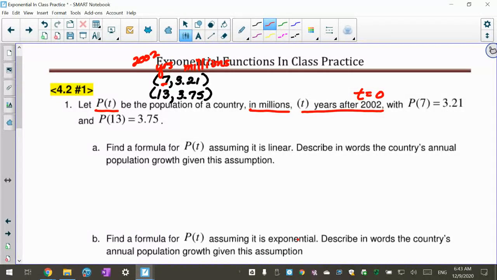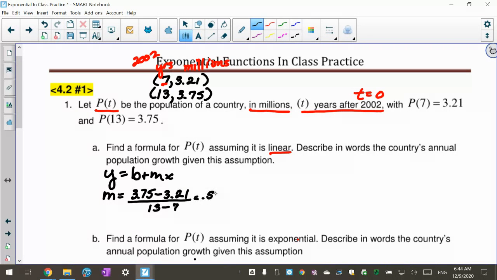Now, they first want us to find a formula, assuming it's linear, okay? So I say, okay, y equals b plus mx. I'm going to look at my data points here, my 7, 3.21, and my 13, 3.75, and I'm going to do the slope first because I need to do the slope and the y-intercept, or my b, my initial value. So I'm going to go bottom up, so my delta y goes first, 3.75 minus 3.21, all over 13 minus 7. And when I put that in my calculator, I get 0.54 over 6, or 0.09.